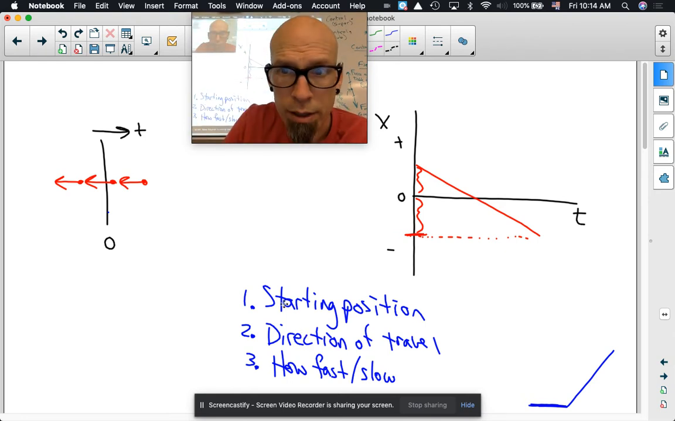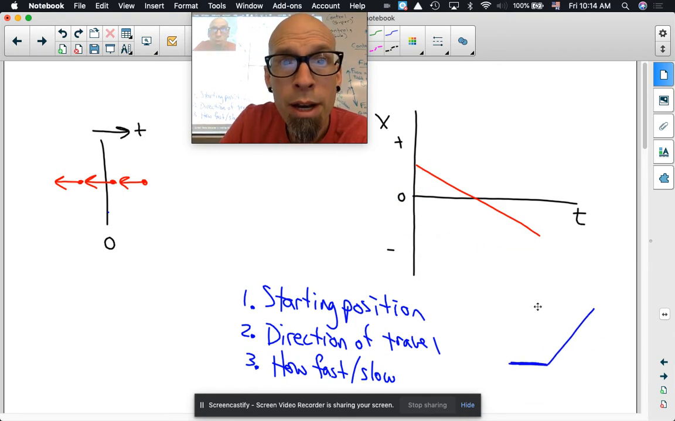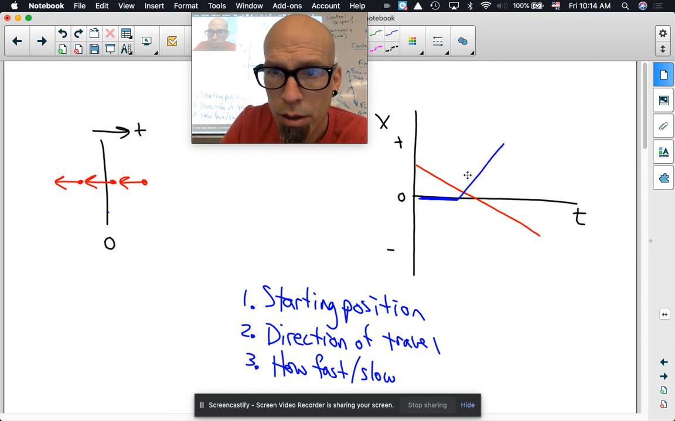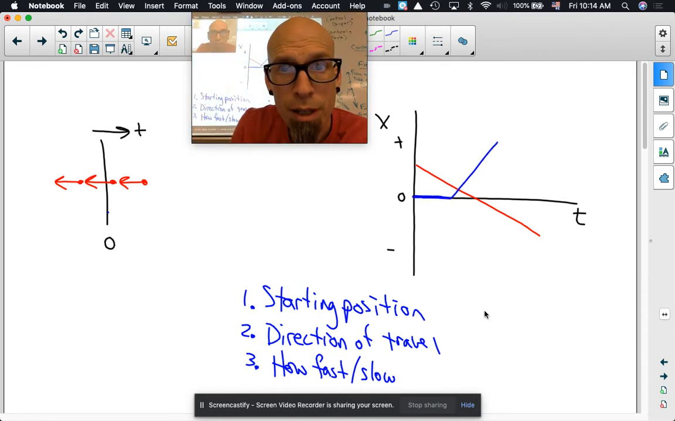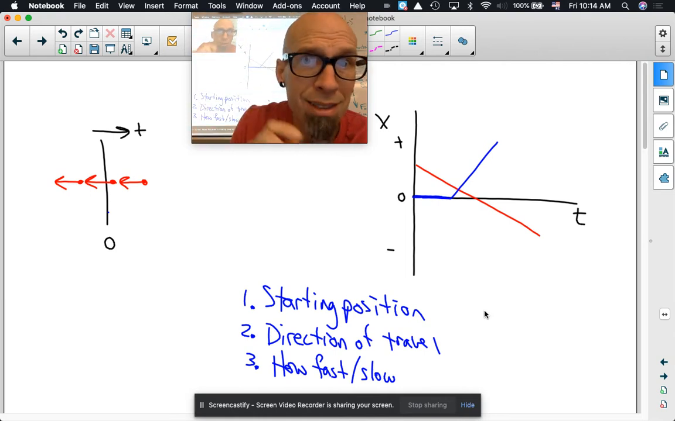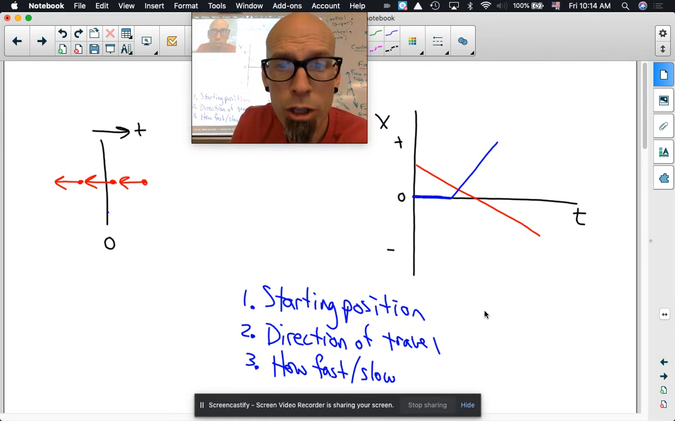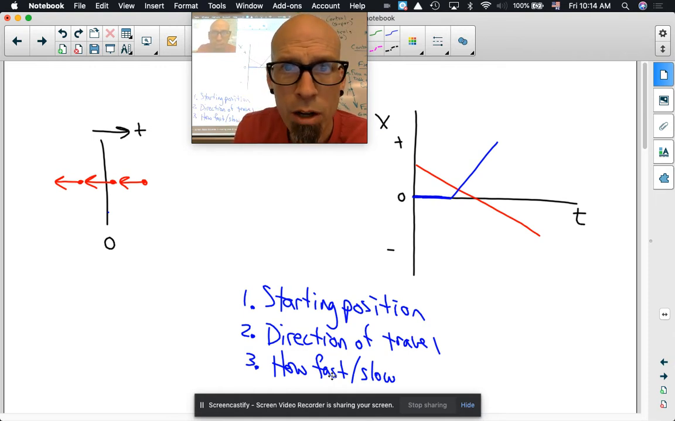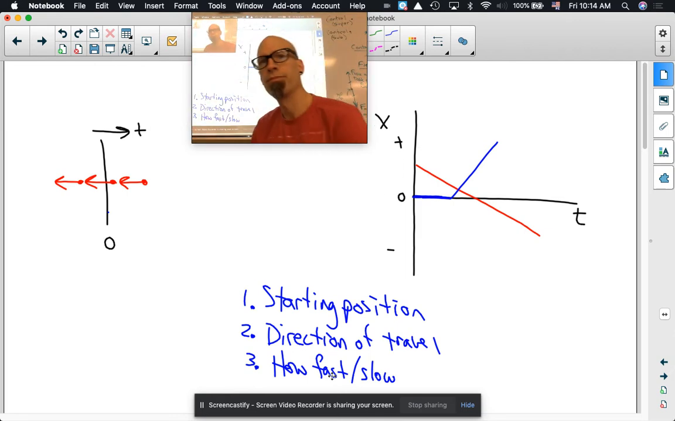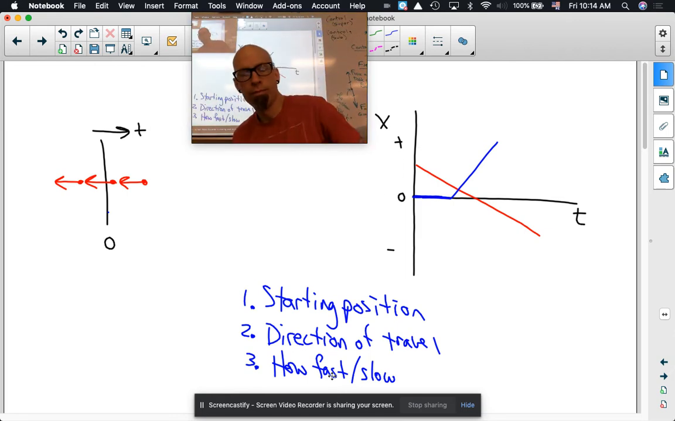So that's one example here. Let me get this stuff out of the way. Then I put another one up here. I put a blue line here like that. And then I asked everybody, can you sketch a motion map for this line on the graph? Again, looking at starting position, direction of travel, and then how fast or slow. So take a look at that one, pause, and try to sketch that on the motion map, and then I will come back and tell you what it should probably look like. Do that, pause it, draw it.